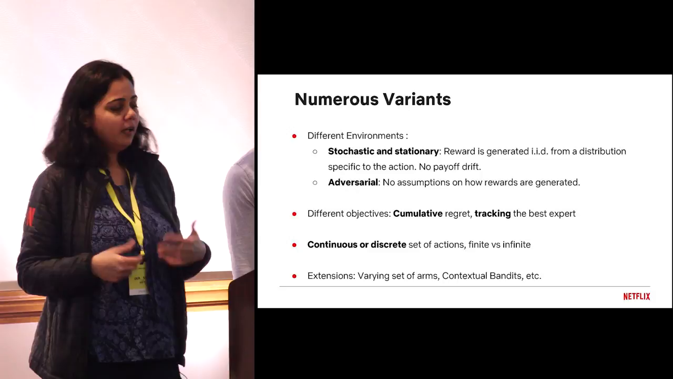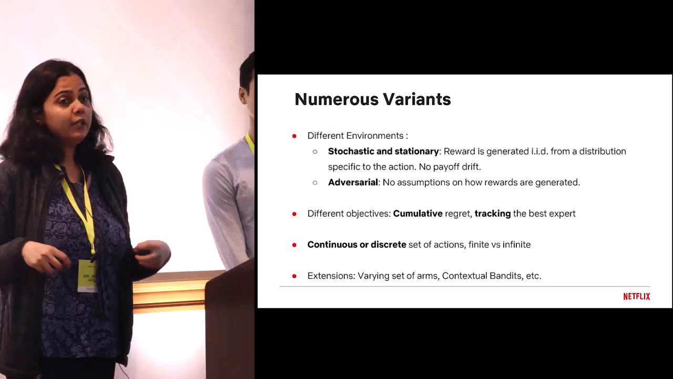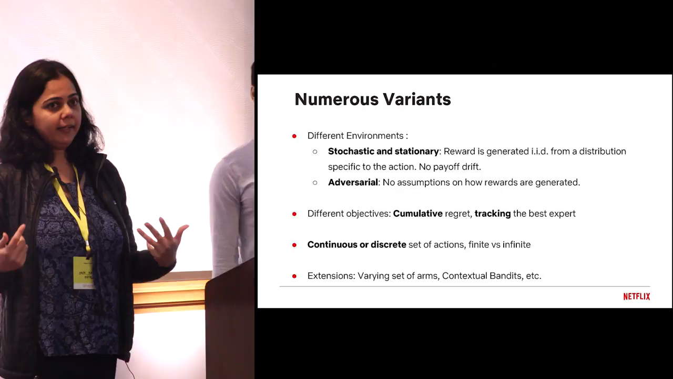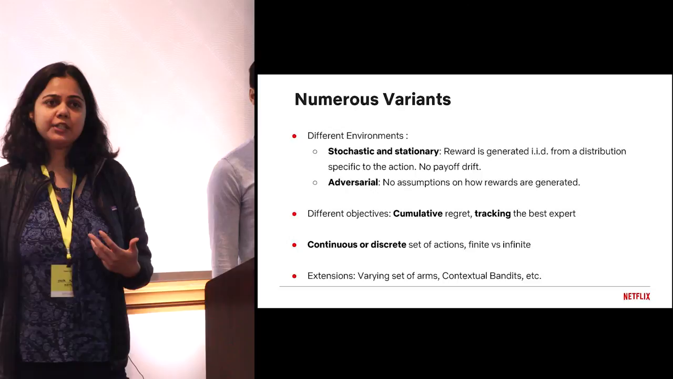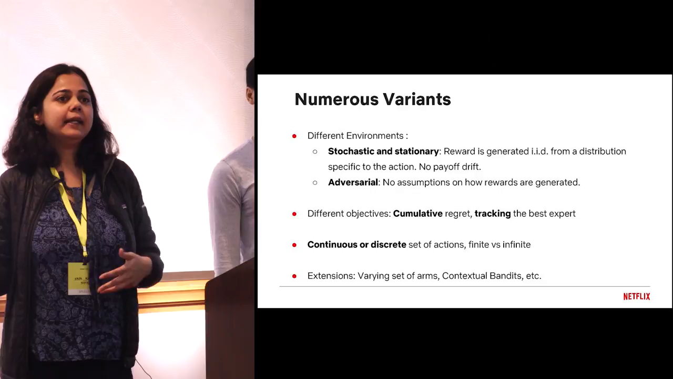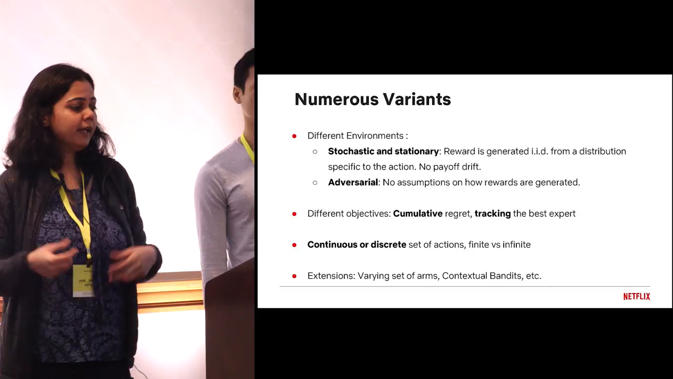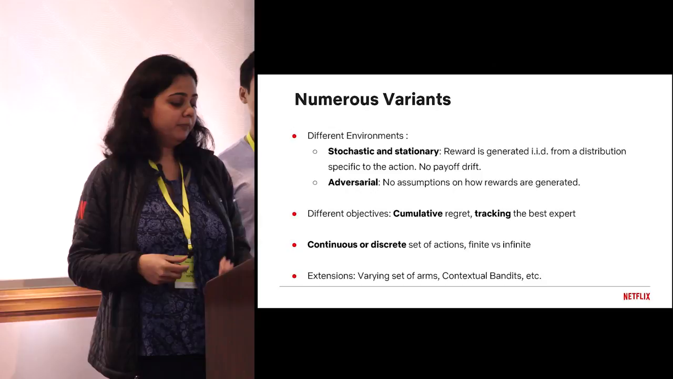Now, we could also classify the multi-arm Bandit techniques depending upon the different objectives, whether we want to track the cumulative regret or whether we want to track the best expert. The action space now could be either continuous or discrete. It could be finite or infinite. So coming back to our problem, there could be several extensions of these multi-arm Bandit techniques. For example, extensions handling dynamic set of arms, extensions handling context. Context is the feature associated with the action, with the user, or with the user action pair. And these Bandits are called contextual Bandits and are very widely used in practice.